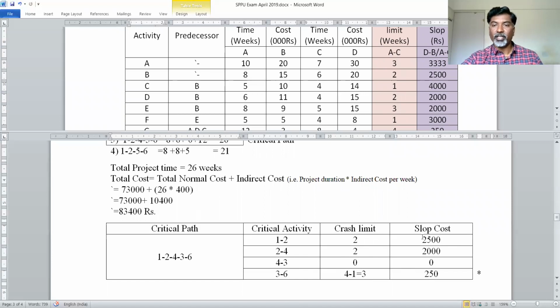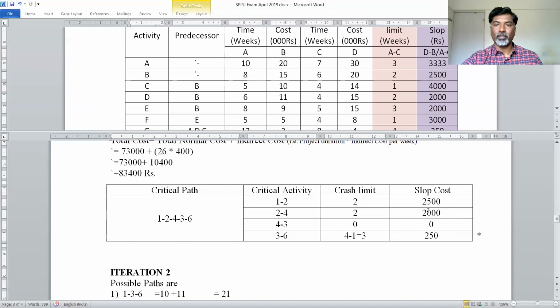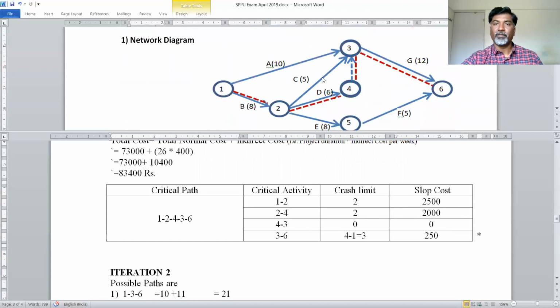Okay, so once you identified the critical activities, crash limit, and slope values, then you have to identify which is the minimum slope value among the cost slope values. In this case, 0 is a minimum value, but the crash limit is 0, because 4 to 3, this activity is a dummy activity, and we have discussed that dummy activity is having, you can say, cost or time 0. So 0 activity you cannot crash. It is already exhausted its crash limit. So which is a minimum value? Then in this case, 250 is a minimum value.